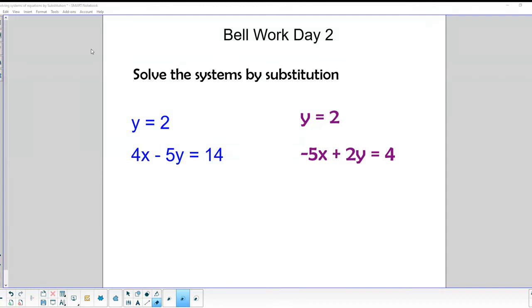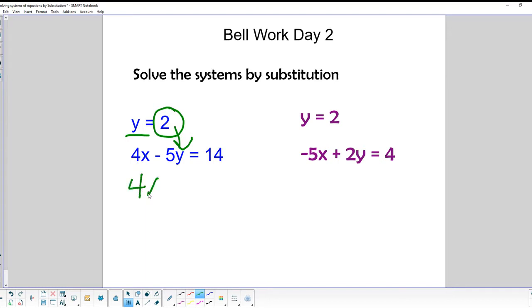Talk about some more solving systems by substitution. However, let's look at what we talked about yesterday. We said if one of the equations is solved for x or y, then we take whatever that number is that y or x equals and plug it into the other equation for that variable. And then that will leave us the opportunity to solve for x in this case.